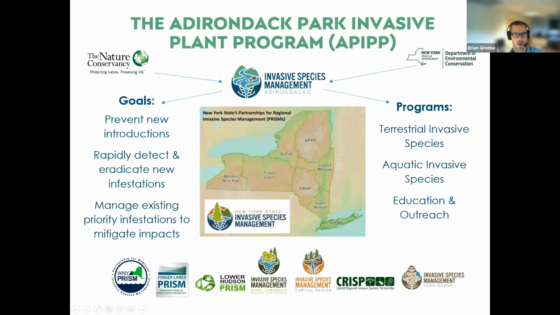The Adirondack Park Invasive Plant Program is one of the 8 PRISMs, Partners in Regional Invasive Species Management. Here's a map showing the state broken apart. We are the Adirondack Park in the north going to Canada. Our goal is to work collaboratively with all our towns, communities, nonprofits, and agencies to help reduce the negative impacts of invasive species. We do both terrestrial and aquatic invasive species. I have a terrestrial counterpart if you have any terrestrial invasive species issues. We also do a lot of education and outreach.